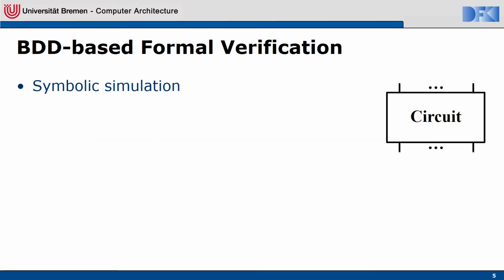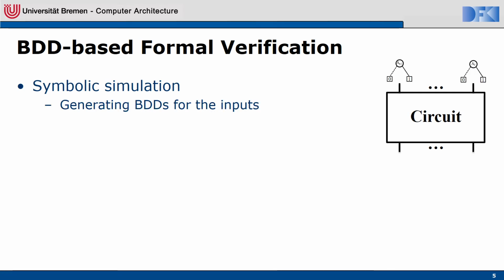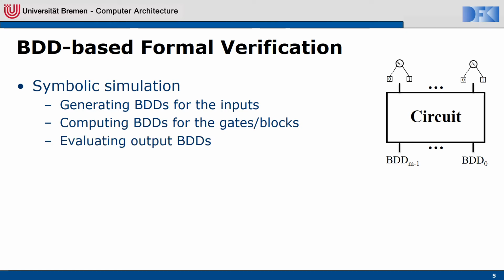Now I explain the formal verification method based on the binary decision diagram. The core idea of the BDD-based verification is using symbolic simulation. In symbolic simulation, we cover the whole input space with a single symbolic test. To do this, first the inputs are encoded as BDDs. Then, starting from primary inputs, BDDs for the outputs of a gate or a building block are computed. This process continues until we reach the primary outputs. Finally, the output BDDs are evaluated to see whether they match the BDDs of the circuit or not.